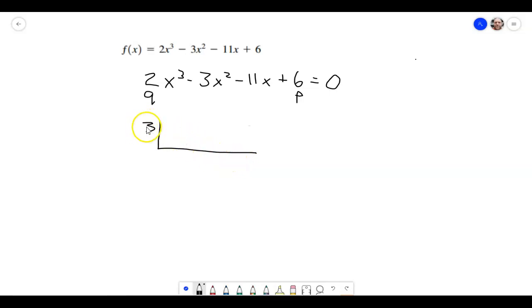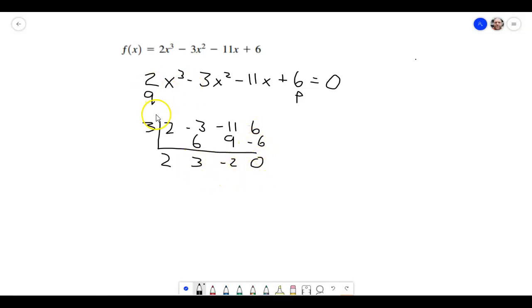What you do is you take your root that you know that you have, which 3 is one of them. And then I'm going to put all the coefficients of the original equation there. So 2, -3, -11, and 6. And then I'm just going to do synthetic division. You start by bringing this first number down, and then you multiply it by your root. So 3 times 2 is 6. Then we add these together. We'll get 3. And then we'll do 3 times 3, which is 9. Add those together. You get -2. 3 times -2 is -6. And add those together, and you get 0.